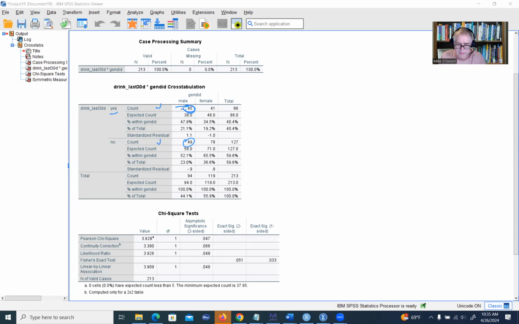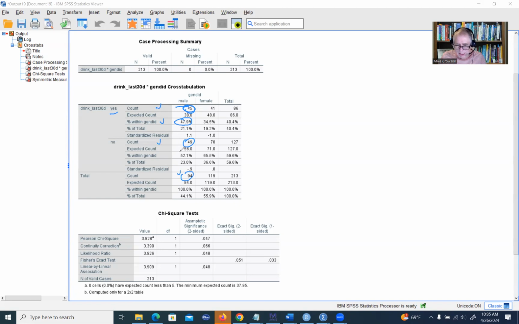Now, if we take the frequency count for male and for each of those 2 categories there and divide by the total count for male, that gets us a percentage. A cell percentage right here. So you can see right here it says percent within gender ID. So in other words, this 47.9% right here is just calculated by taking 45 dividing by 94 and multiplying by 100%. And what that's telling us is that 47.9% of persons who are identifying as male also said yes, they have had a drink over the last 30 days.